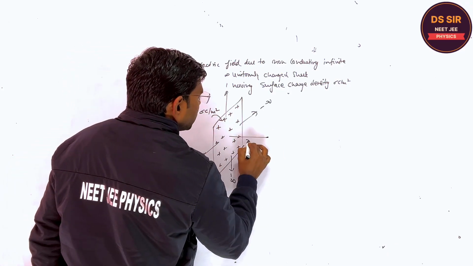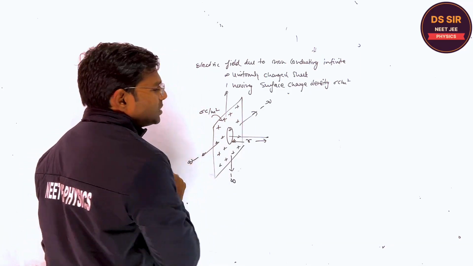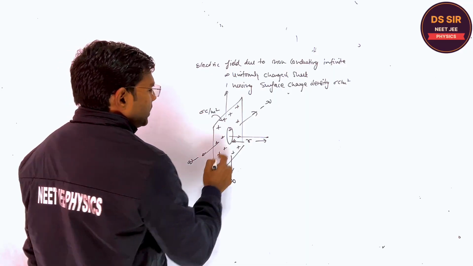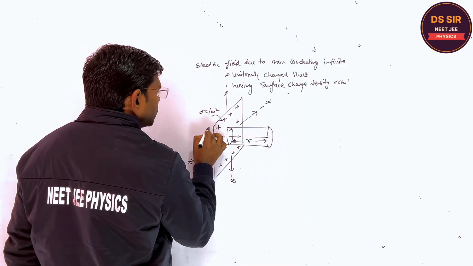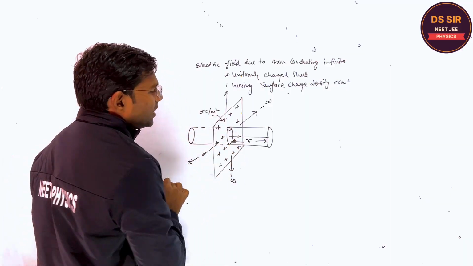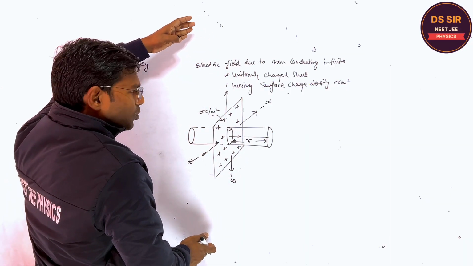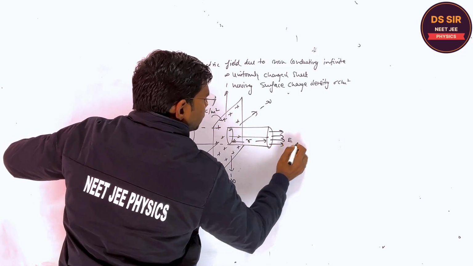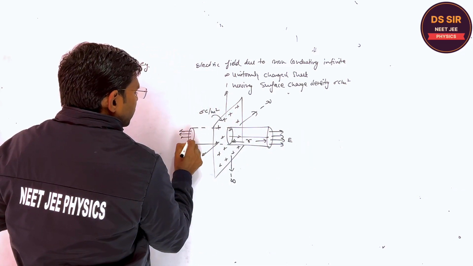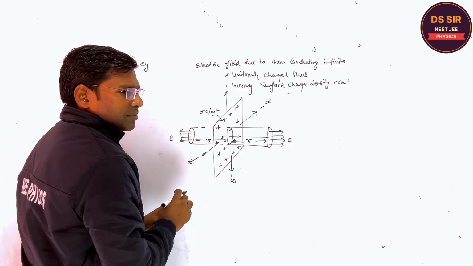So at this point, you have to find the electric field. You will choose a Gaussian surface, right? This is the horizontal cylinder. You are choosing the Gaussian surface. Are you getting or not? Due to this symmetric charge distribution, the electric field will be E over there, at the same separation, right?